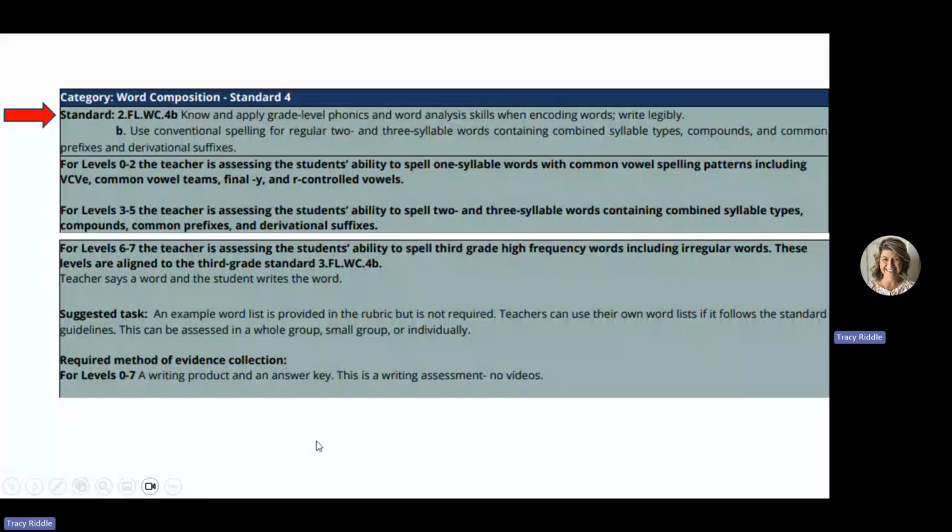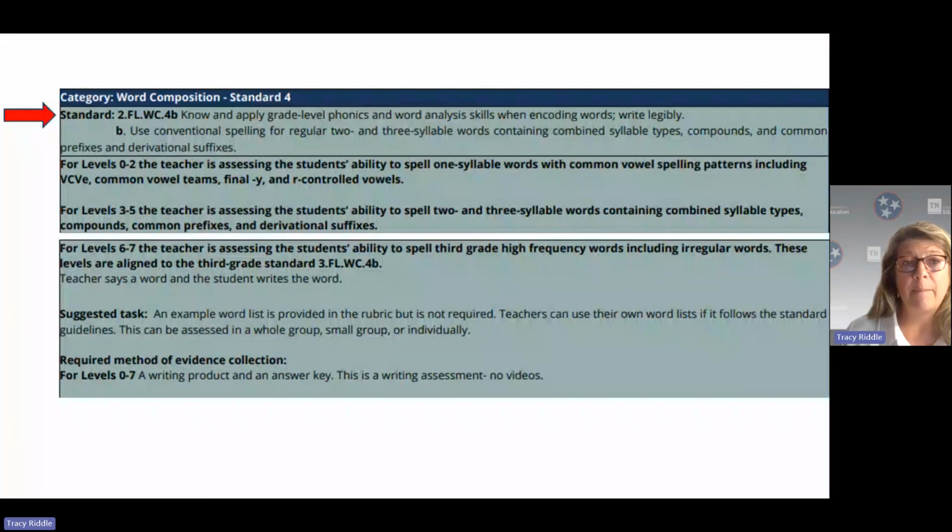This is the portfolio rubric guidance for Standard 2.FL.WC.4b. Know and apply grade level phonics and word analysis skills when encoding words and write legibly. We're going to focus on B. Use conventional spelling for regular 2- and 3-syllable words containing combined syllable types, compounds, and common prefixes and derivational suffixes.